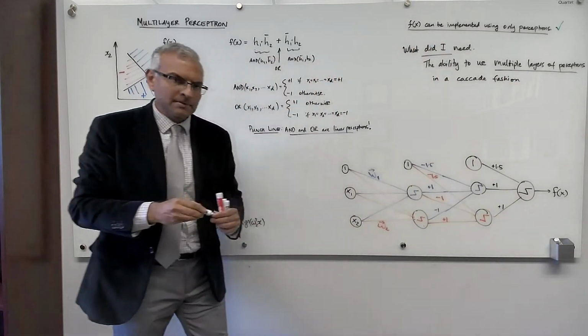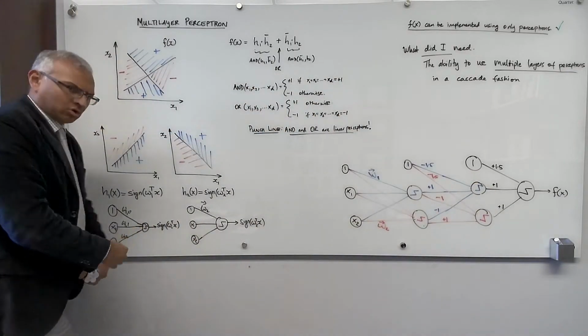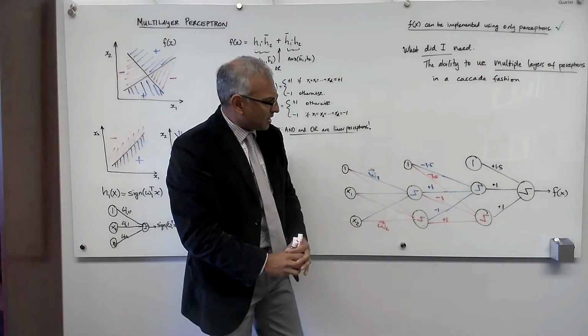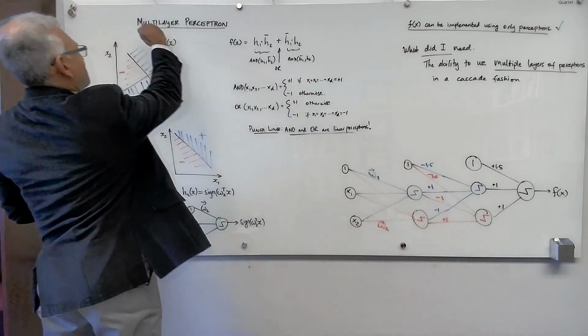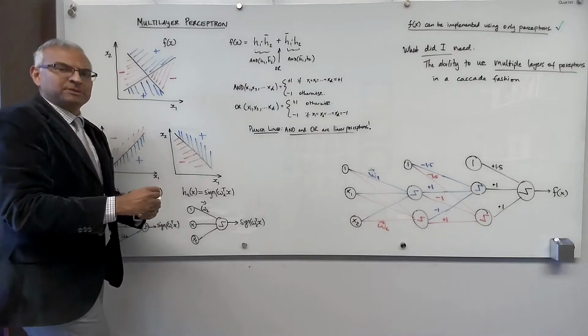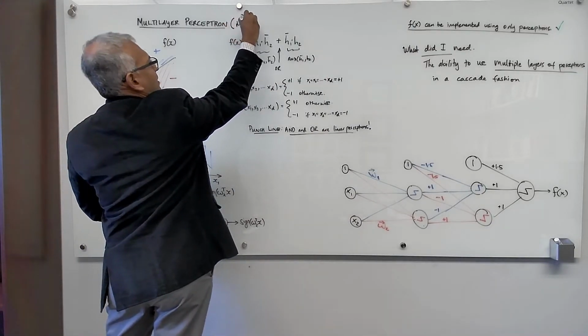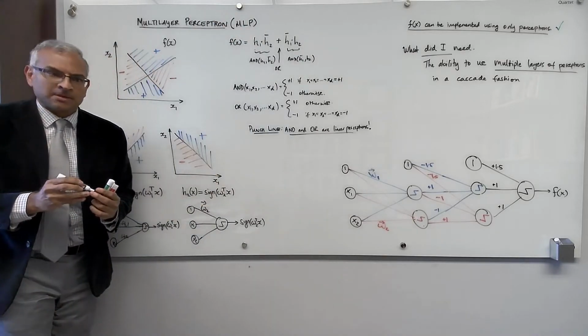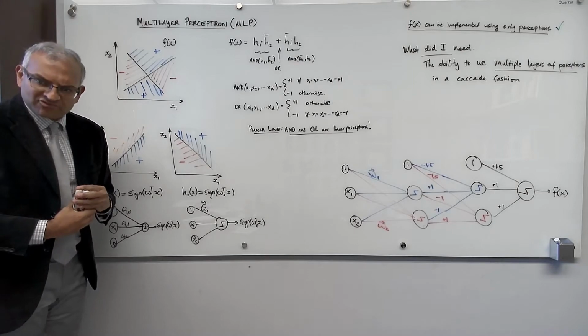Okay. And hence, the original guys are called perceptrons. And this is called the multi-layer perceptron, or MLP for short. And that gave me the power to implement this more complicated target function f.